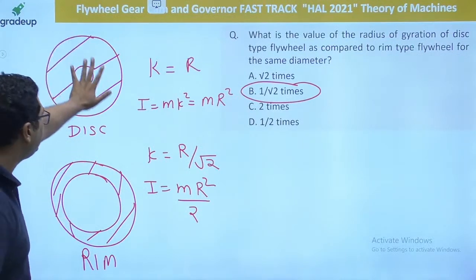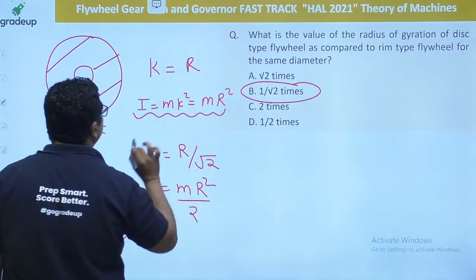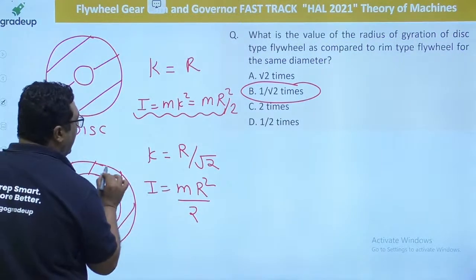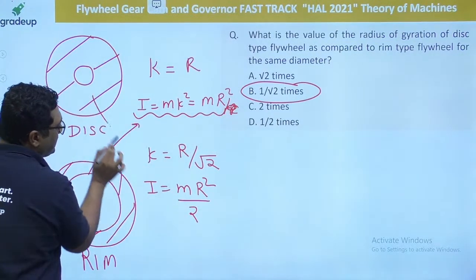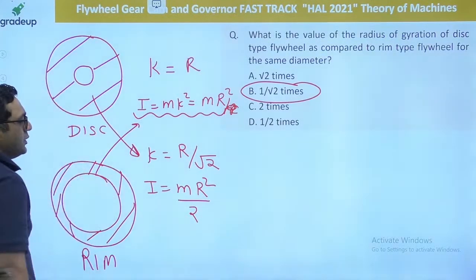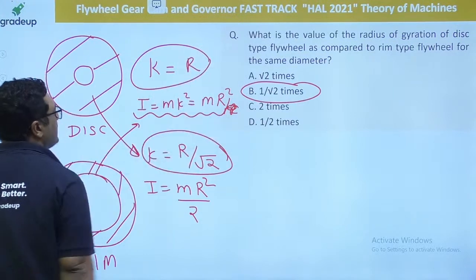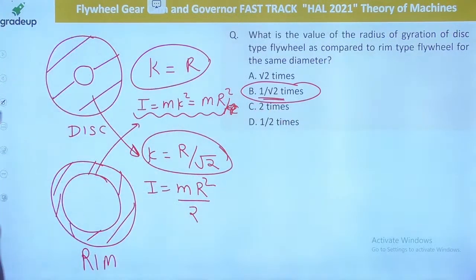You know this is the disc type of flywheel. For this, I is mr square by 2. For the rim type of flywheel, mr square is for the rim type. For disc type, it is mr square by 2. So obviously it is going to be r by root 2 if it is going to be r. So the answer is going to be 1 by root 2. I had written the values opposite to each other.